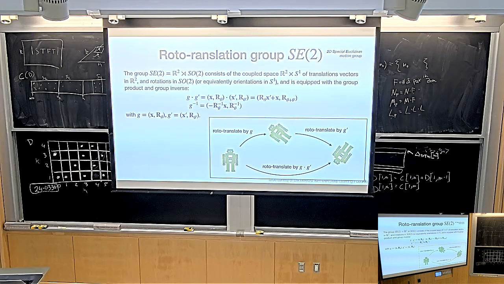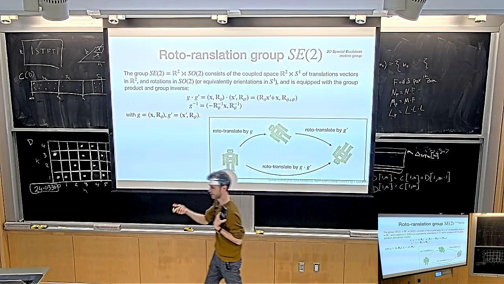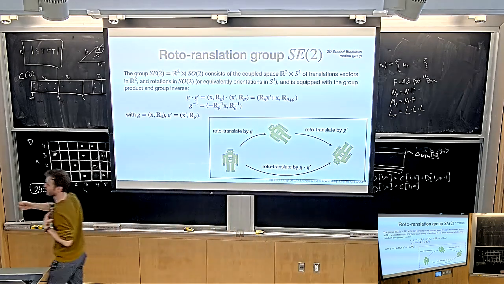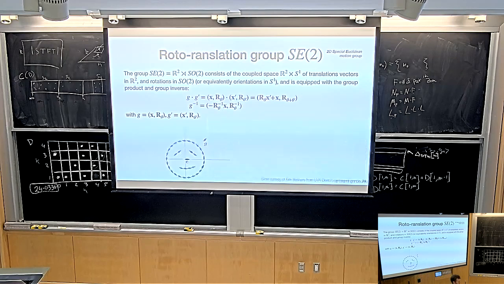And so group elements of the group SE2 are elements that are always signified by the rotation and the translation part. Every group element is actually made up of a tuple, a translation and a rotation. And then, of course, again, there's the inverse, right? For any roto-translation, you can find the inverse that basically takes it back to the identity.